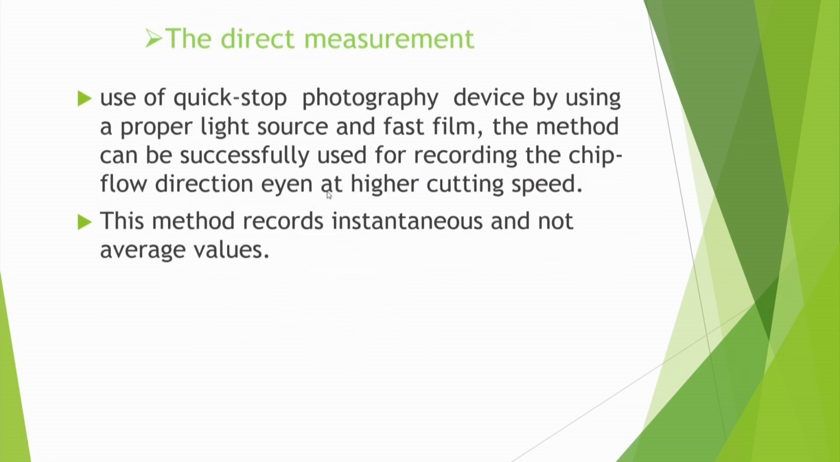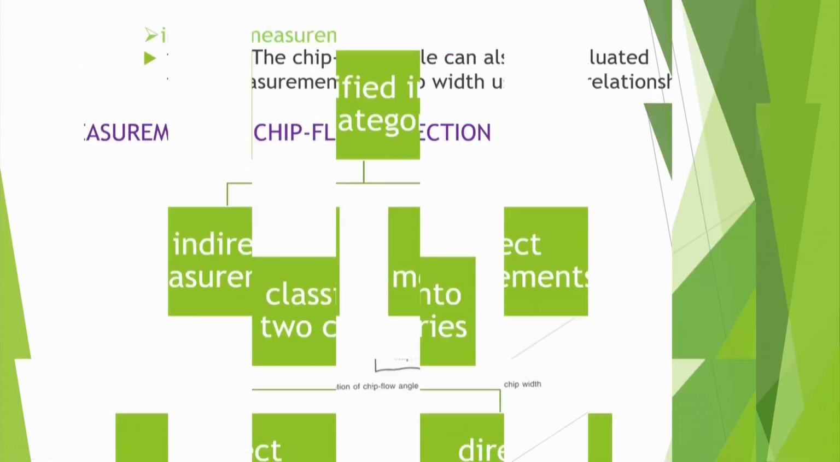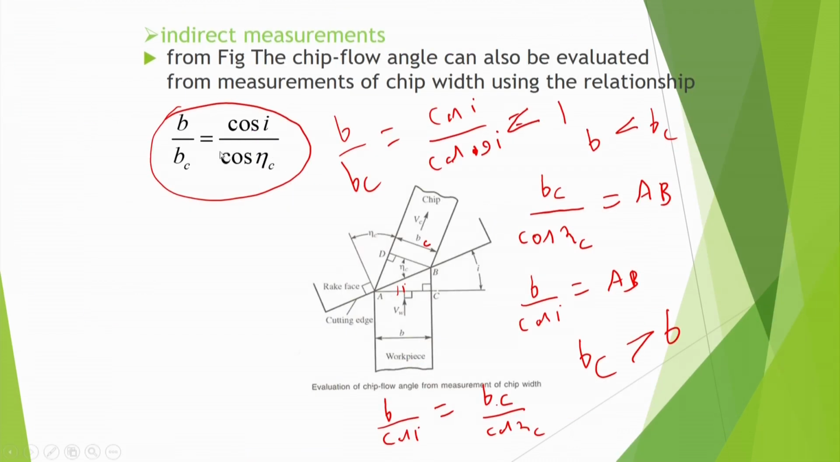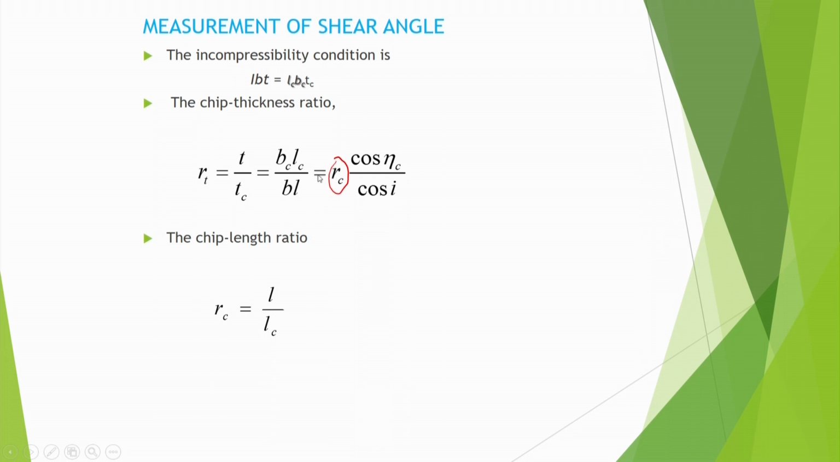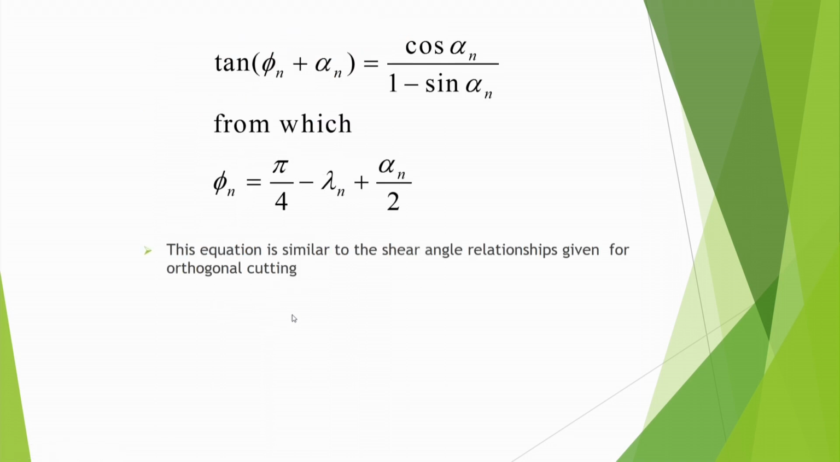So this I have already done in this figure. Just remember this, B by B C is equal to cos I by cos eta C. So B C by B is cos eta C by cos I. So this becomes RC and this becomes cos eta C divided by cos I. So the chip length ratio is actually becoming L by L C.